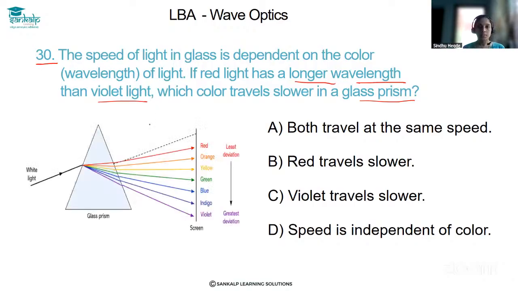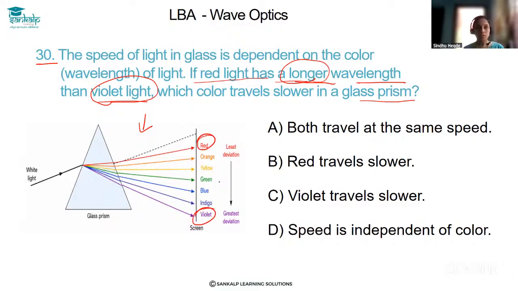See here, as we studied already, how the light passes through the prism. Here dispersion takes place. It gets split into 7 colors, and all those 7 colors bend differently. The question is, if red light has a longer wavelength as compared to violet light, which color travels slower in a glass prism? Compare the red and violet.